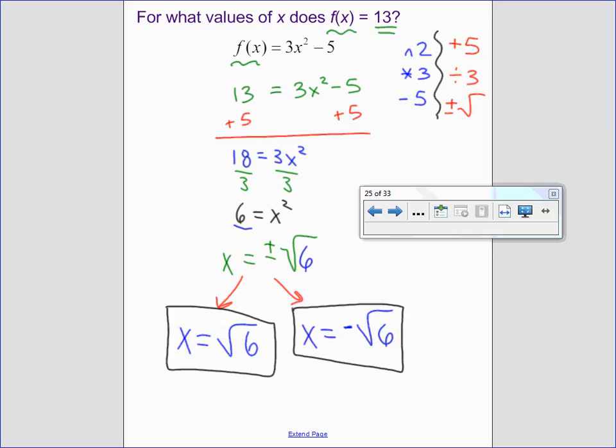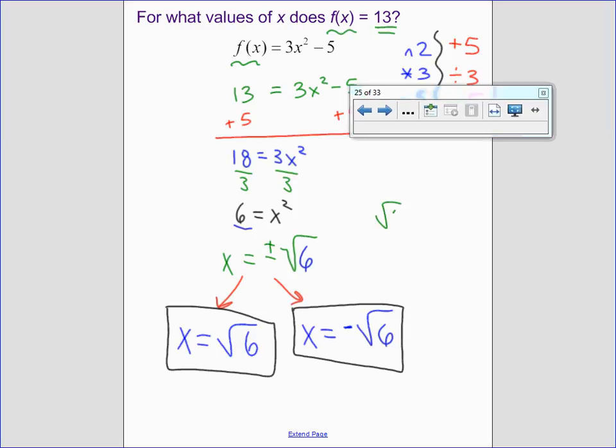So it looks like when x equals square root of 6, f of x equals 13. When x equals negative square root of 6, f of x equals 13. What ordered pairs would be represented by these solution values and function values? How could I write that as an ordered pair? Adam? Square root of 6, 13. That's one point.